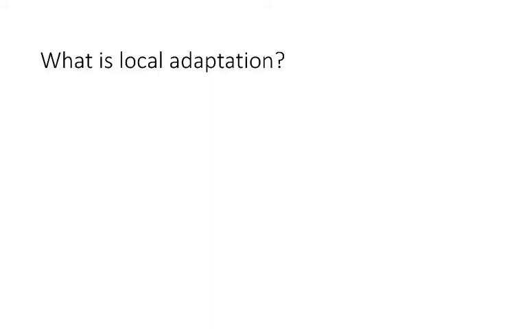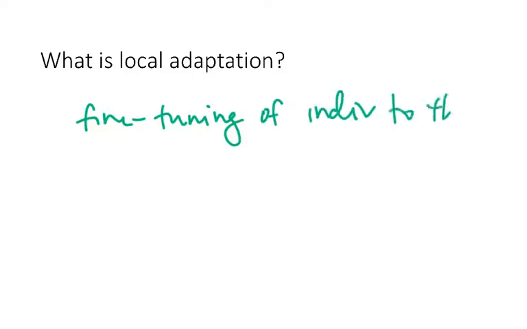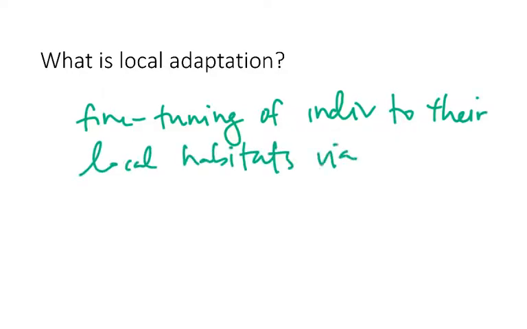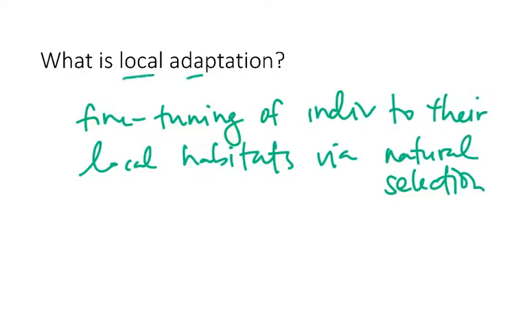The definition that I like to often use is that local adaptation is the fine-tuning of individuals to their local habitats via natural selection. So if we look at the terms in this word, local and adaptation, the local refers to these local unique habitats, and the adaptation part is this natural selection.